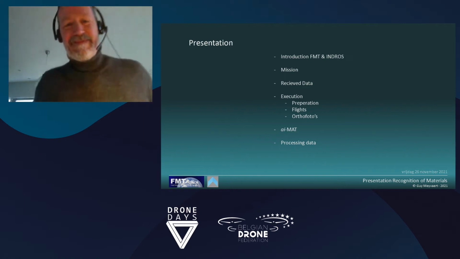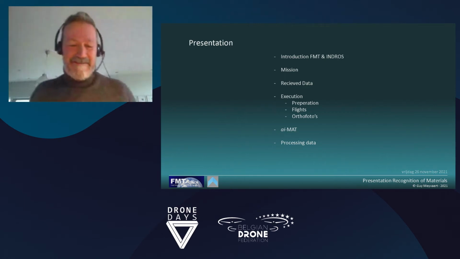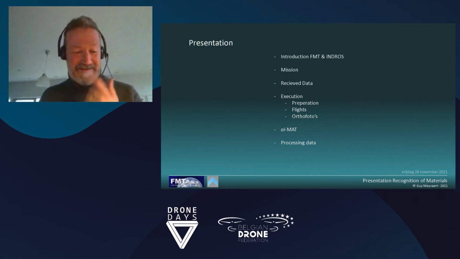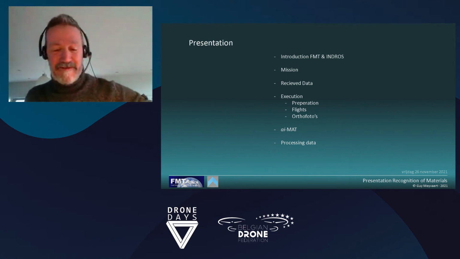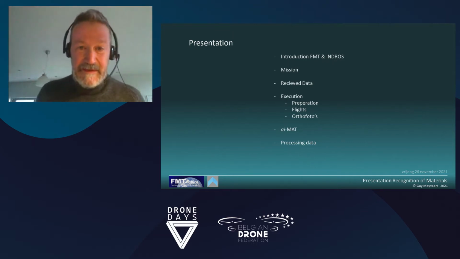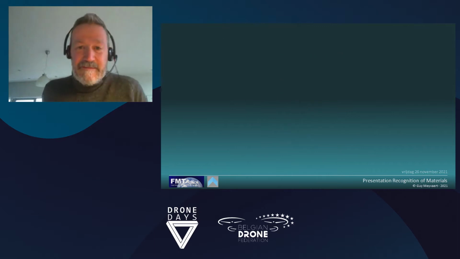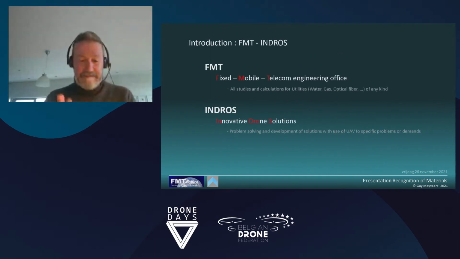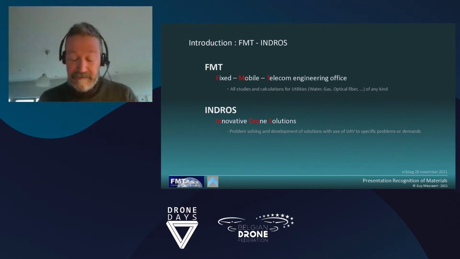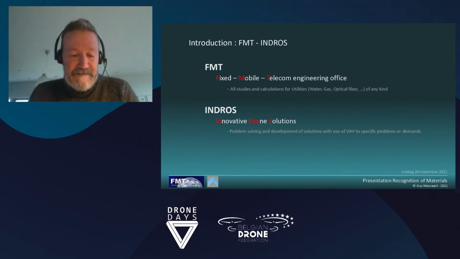So I'm going to give you a presentation about machine learning, artificial intelligence that we use already for recognition of materials in streets and walkways. First of all, I'm going to give you a little introduction who we are, because there are two offices involved in this case. First of all, is FMT.